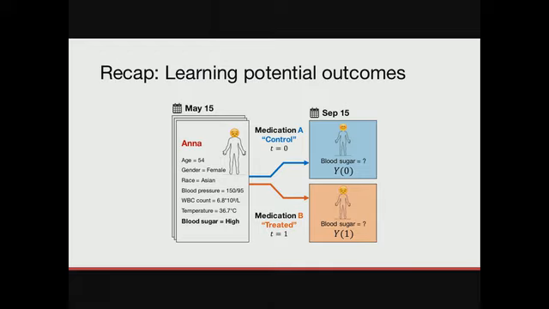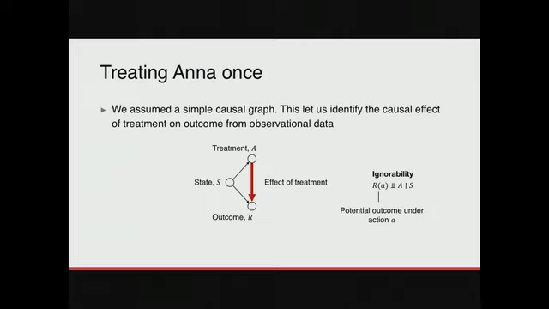So I'm just using this here to introduce you to the patient Anna, and we're going to talk about Anna a little bit more. So treating Anna once, we can represent as this causal graph that you've seen a lot of times now. We had some treatment A, we had some state S, and some outcome R. We want to figure out the effect of this A on the outcome R. Ignorability in this case just says that the potential outcomes under each action A are conditionally independent of A given S. And so we know that ignorability and overlap are sufficient conditions for identification of this effect.